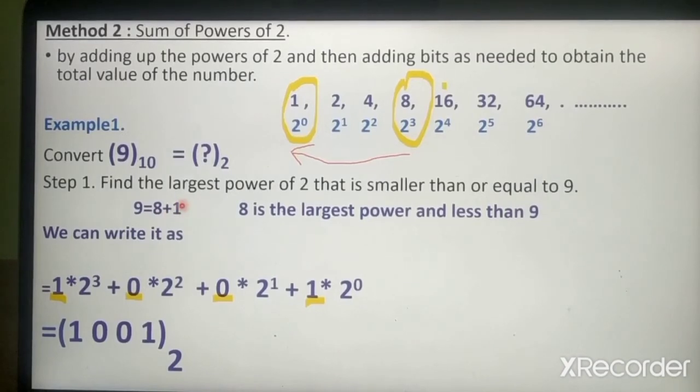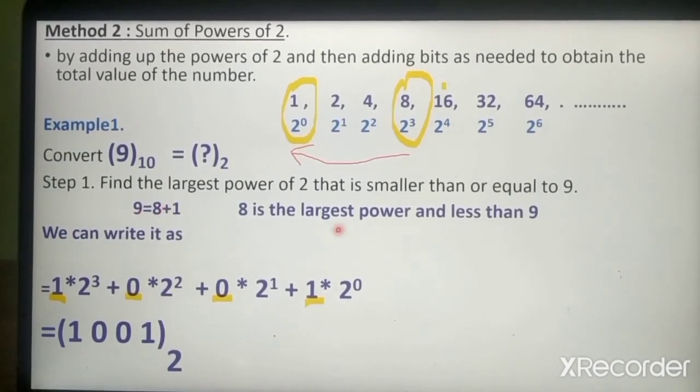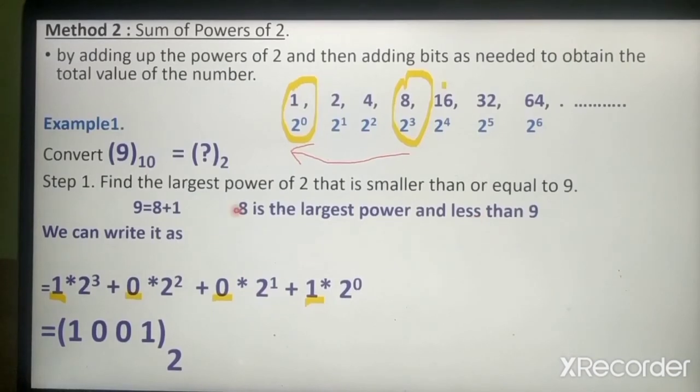How did you get 1? 9 minus 8 is equal to 1. When you add these two numbers, you have to get 9. So here 8 is the largest power of 2 which is less than 9. This same number we can write in this manner. How to write it like this?